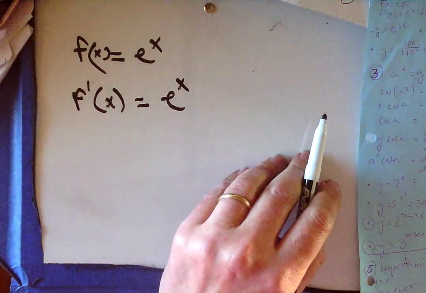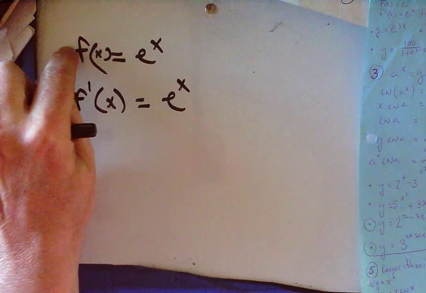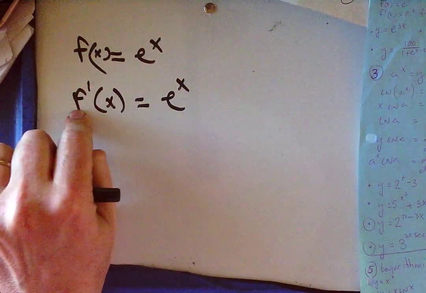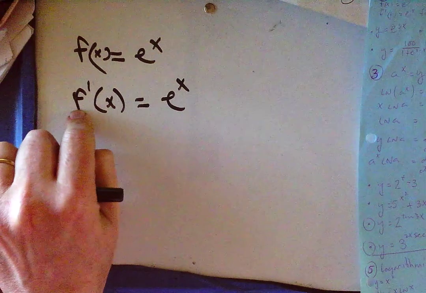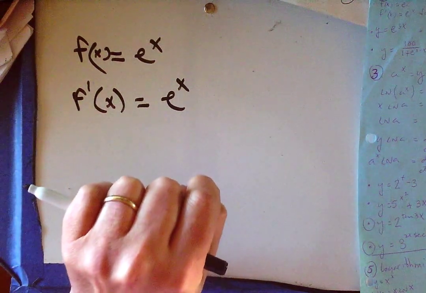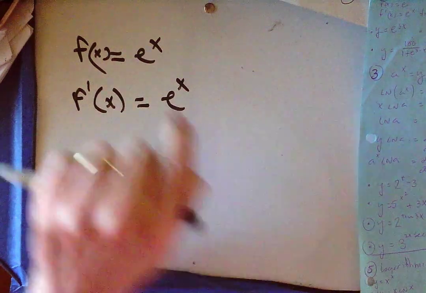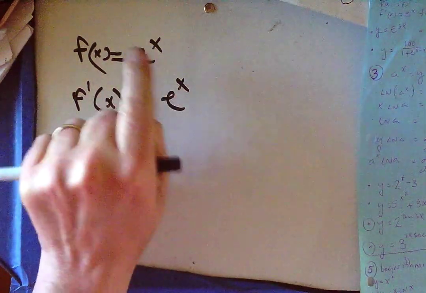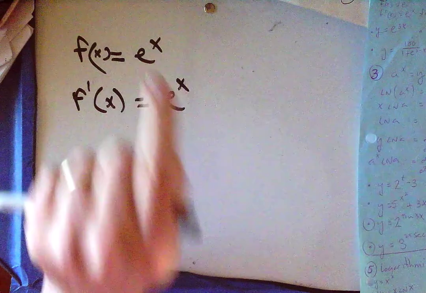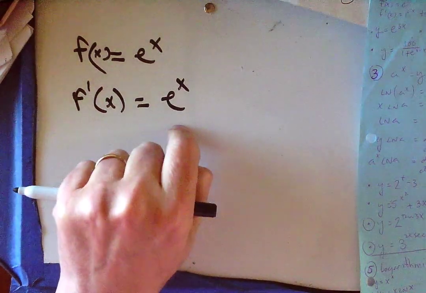And if you don't believe me, why don't you type this into y1 and nDeriv into y2, and then go over to your table feature and see what happens when you plug different x values into your calculator. You'll be getting exactly the same answer because e to the x's derivative is e to the x.